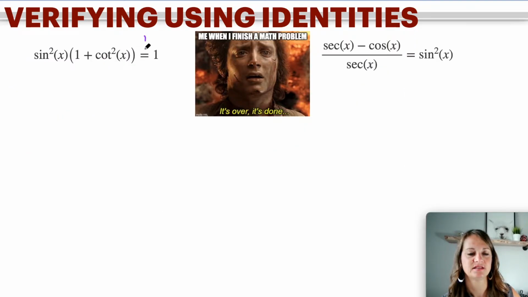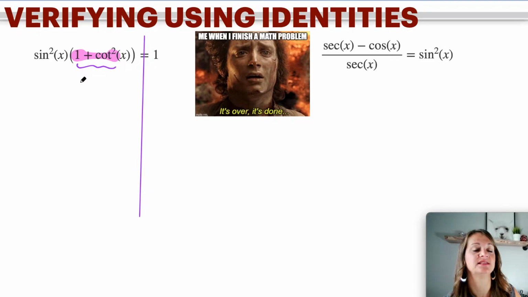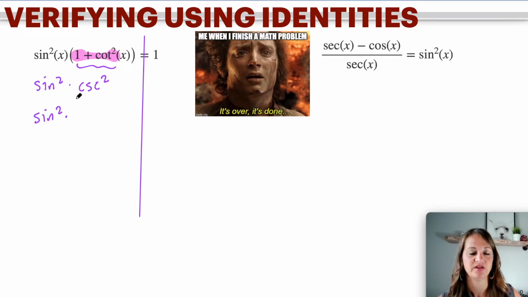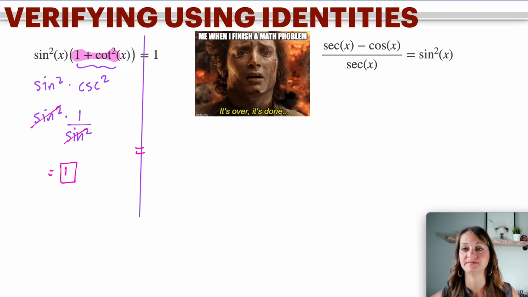Now in this case, I know that this is a Pythagorean identity, which is cosecant squared. And so I have sine squared multiplied by its reciprocal, which is automatically 1, but just to do that extra step, cosecant squared is 1 over sine squared. And so when you have a sine divided by a sine, you are left with 1, which has verified the right-hand side.